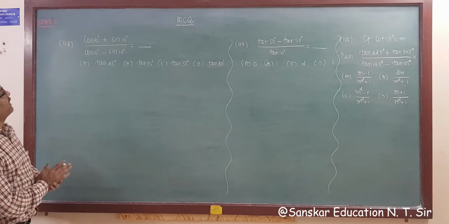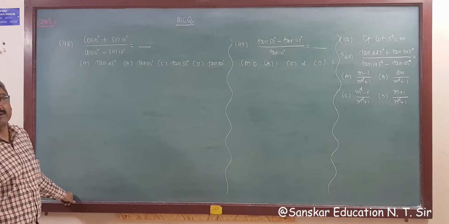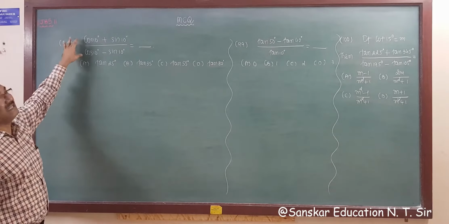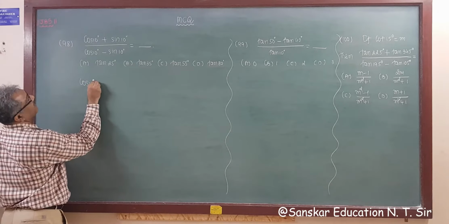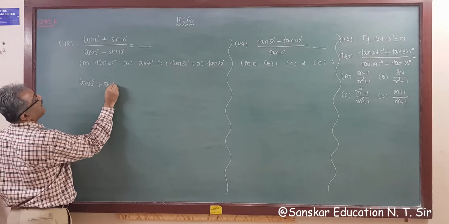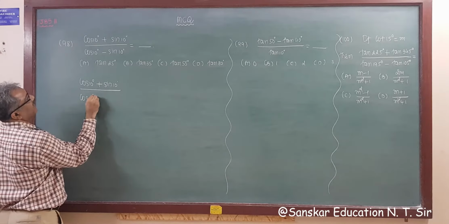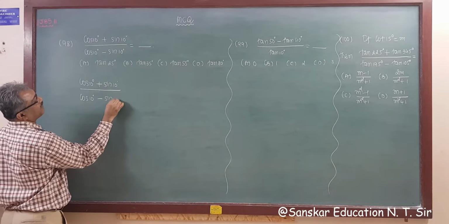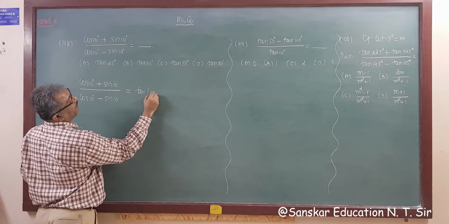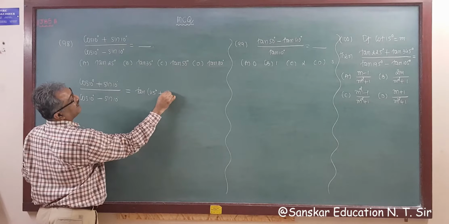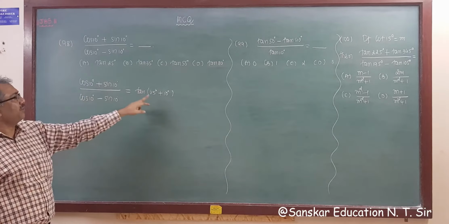So question 198: (cos 10 + sin 10) upon (cos 10 − sin 10) is equal to what? We have to find out the value of this. So this is cos 10 degree plus sin 10 degree, whole upon cos 10 degree minus sin 10 degree. So the answer of this is tan(45 degree plus 10 degree), because this is a plus, so this is plus. If here is plus, then you have to take plus.